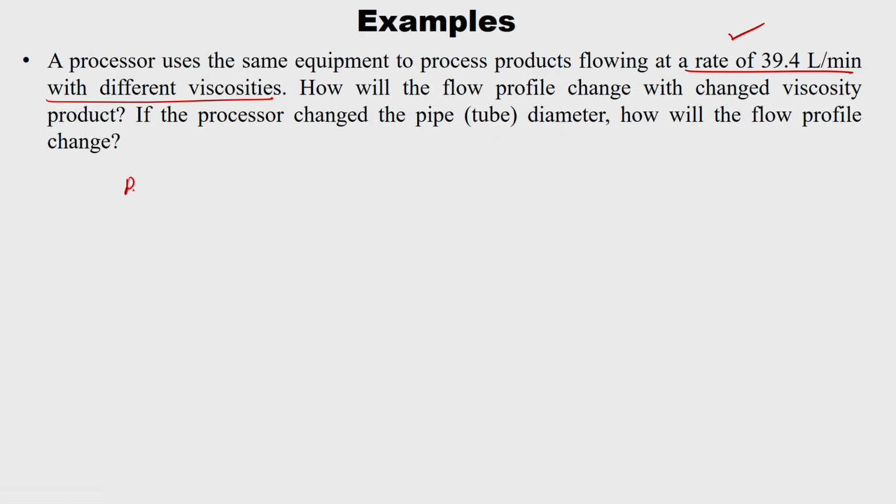So, for the flow profile we have only one formula, d rho u upon mu, where u is the average velocity. So, what it is asking is, if I increase or decrease the viscosity, what happens, or if I increase or decrease the pipe diameter, what happens, right? How does the flow profile change? Flow profile in the sense, either it is laminar, or turbulent, or transition, right.